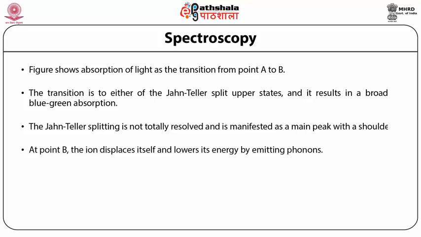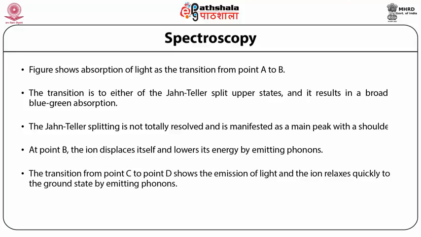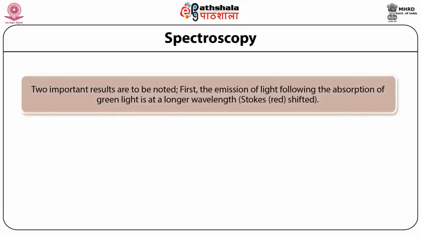At point B, the ion displaces itself and lowers its energy by emitting phonons. The transition from point C to point D shows the emission of light, and the ion relaxes quickly to the ground state by emitting phonons. Two important results are to be noted. First, the emission of light following the absorption of green light is at a longer wavelength. We call it Stokes shifted or red shifted.